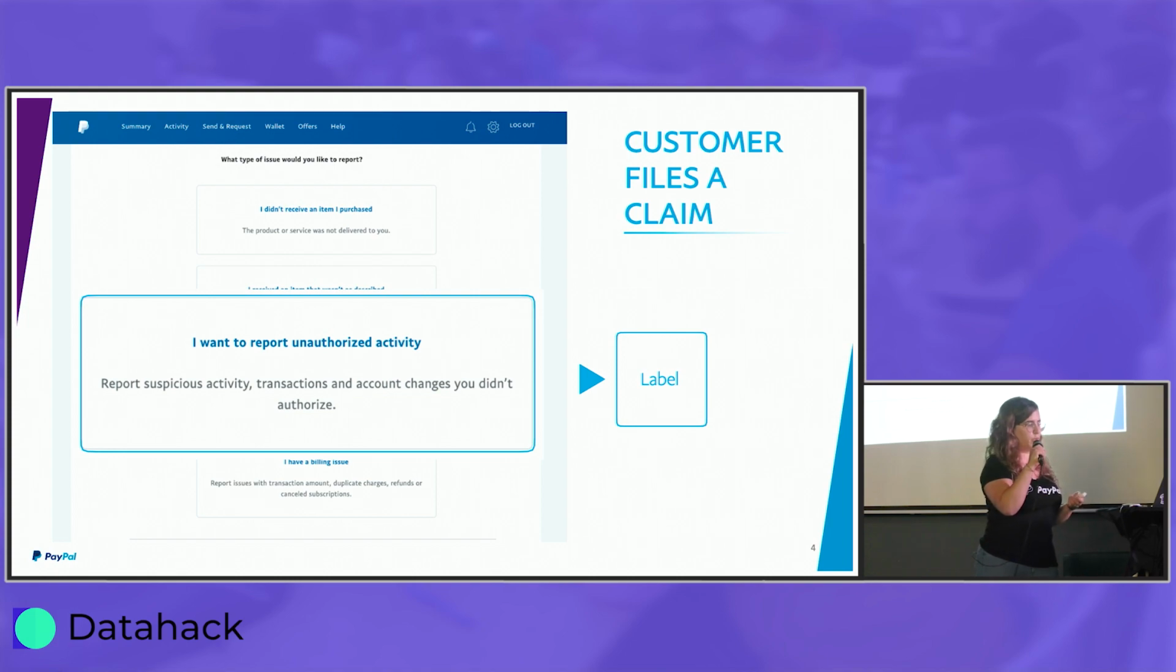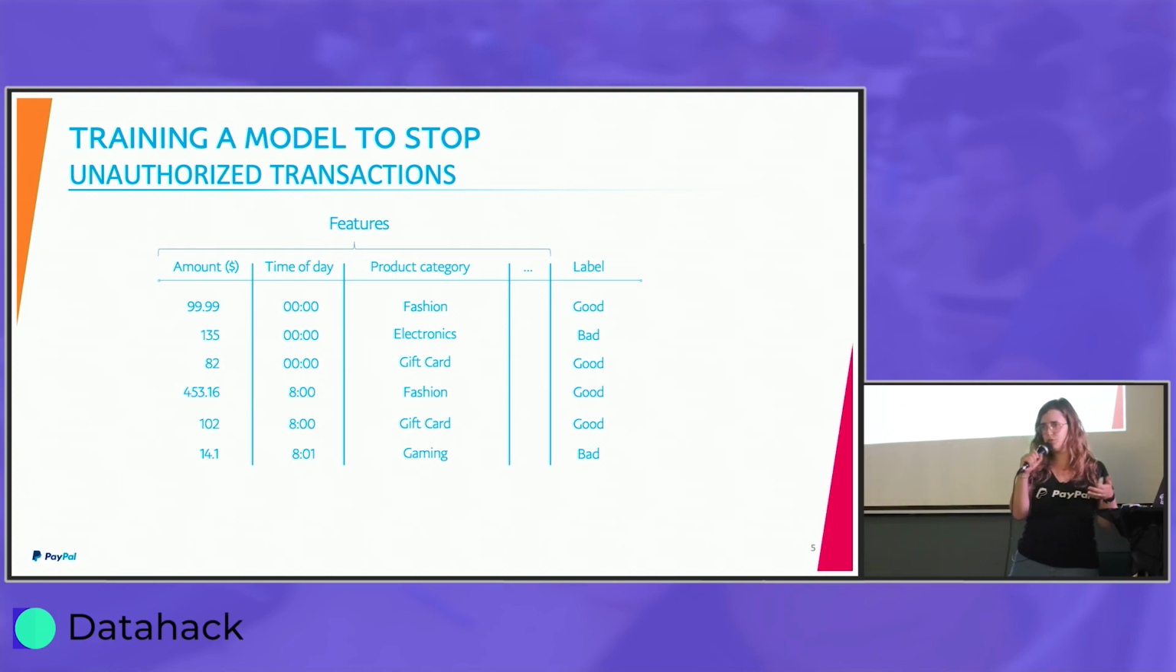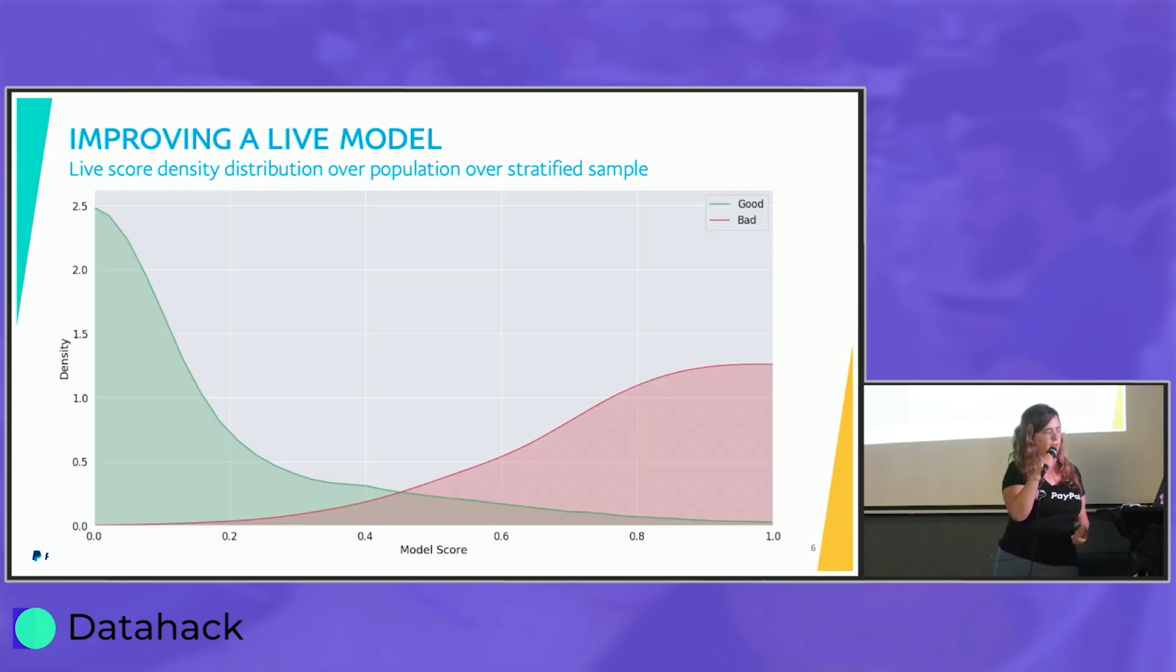So once we have these labels for transactions, we can train a model. Let's train a model and try to stop these unauthorized transactions. The first time we're doing this, it can be like any Kaggle-like challenge or data hack, where we have a bunch of features and a label, and we're working our magic to make a good prediction. After we finish building our model, we release it to live.